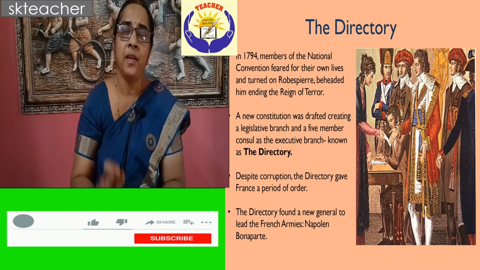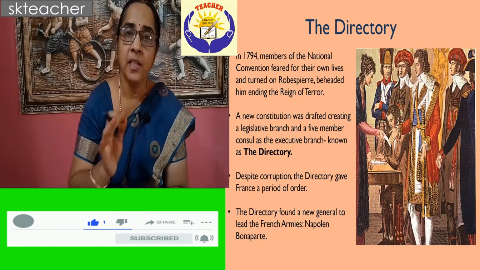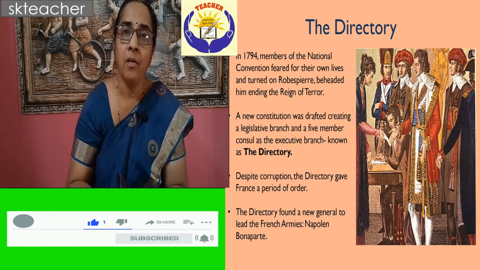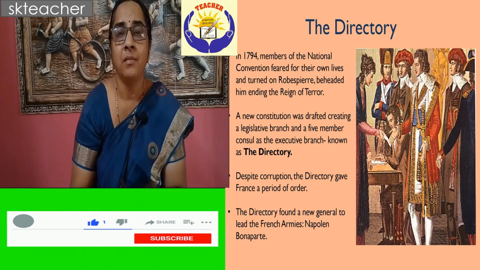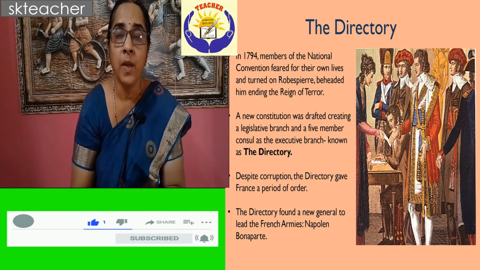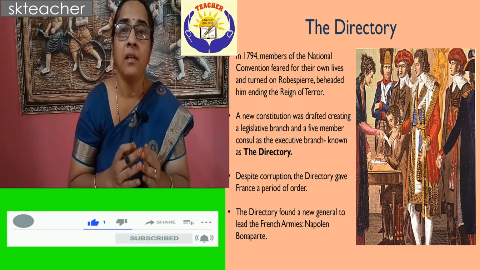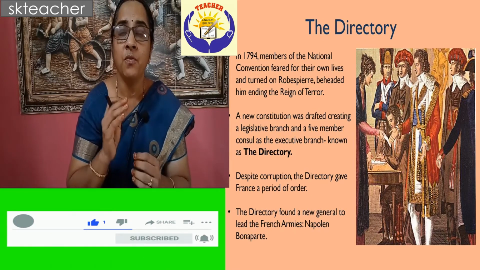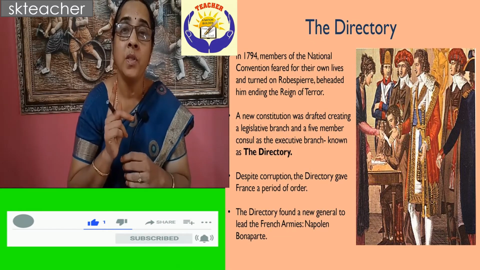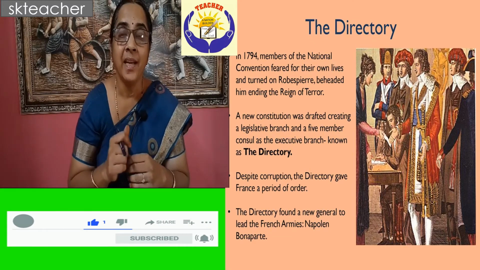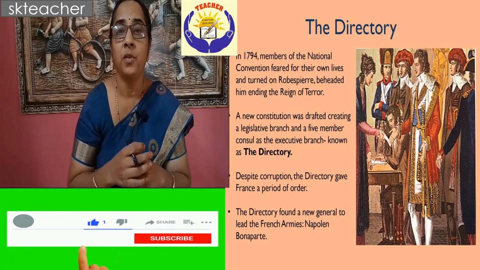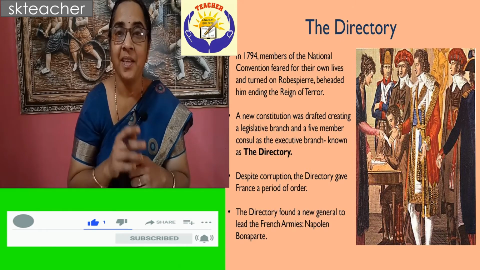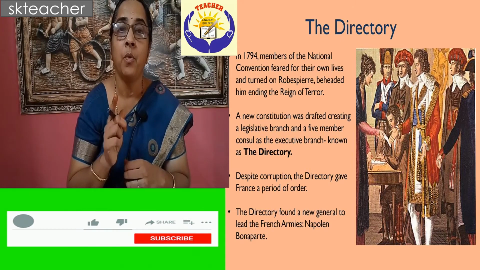Now, these 5 directory members were called executive members and they had the right to pass the law. And regarding passing laws, clashes always arose between these 5 people. In this way, political instability arose in France. In this situation, one of these 5 members, who was the commander-in-chief of the army, decided to take charge of the nation in the year 1804. Who was he? He was none other than Napoleon Bonaparte.